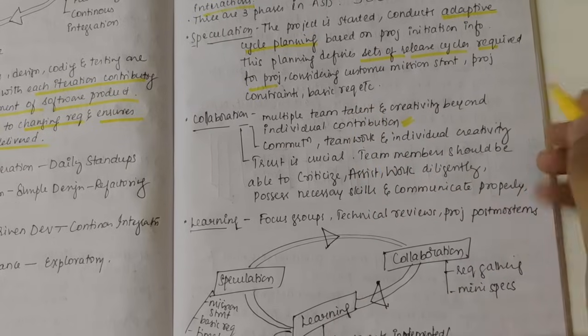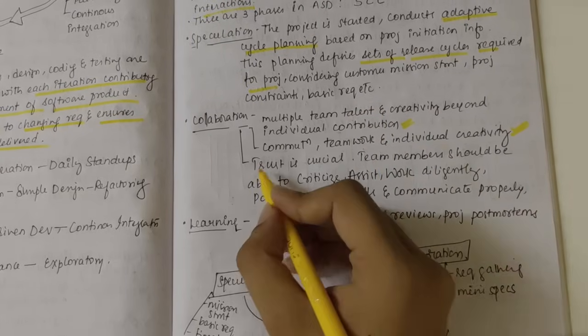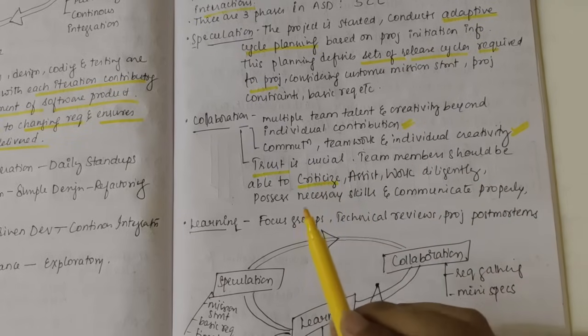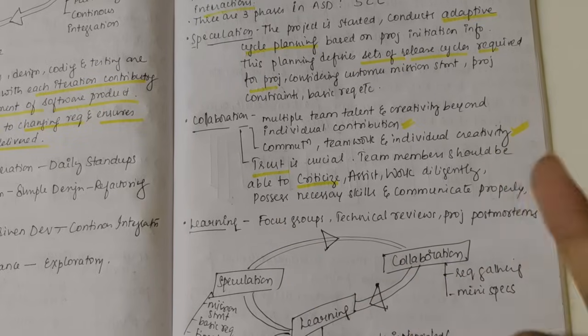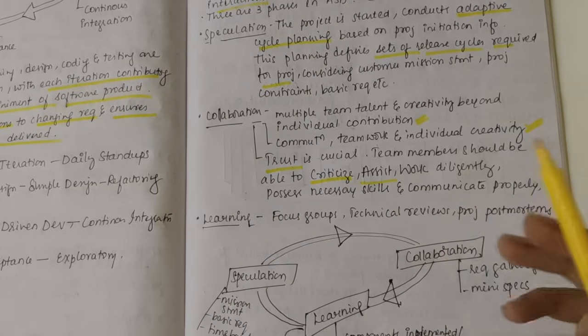So communication, teamwork, and individual creativity are pretty important for collaboration. In this, trust is also crucial. That is, team members should be able to criticize. Criticize means wherever you have made a mistake, I should be confident enough to say, okay, you're wrong at this point. You can rectify it here. And then assist, that is, if you have made a mistake here, I'll help you out to solve it.